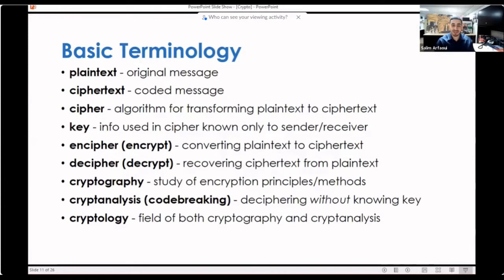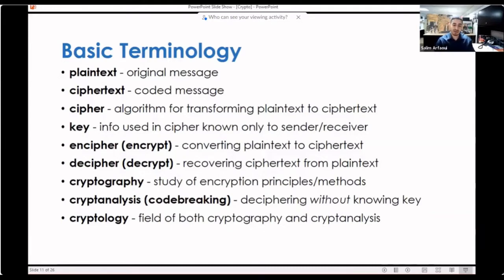Cryptanalysis, this is the attacker's world, right? That is studying how to decipher, decode, or decrypt a message without knowing the key. You're looking at a ciphertext, you start guessing, trial and error, right? So that's called code breaking, cryptanalysis. And cryptology is just the science of cryptography and cryptanalysis.